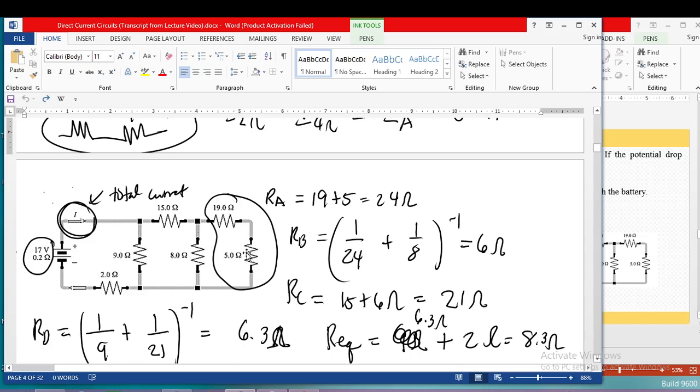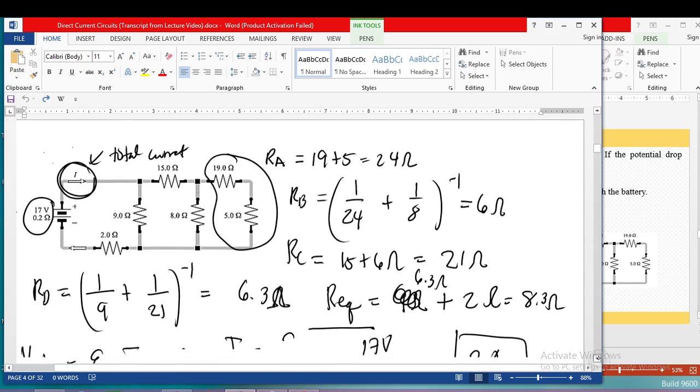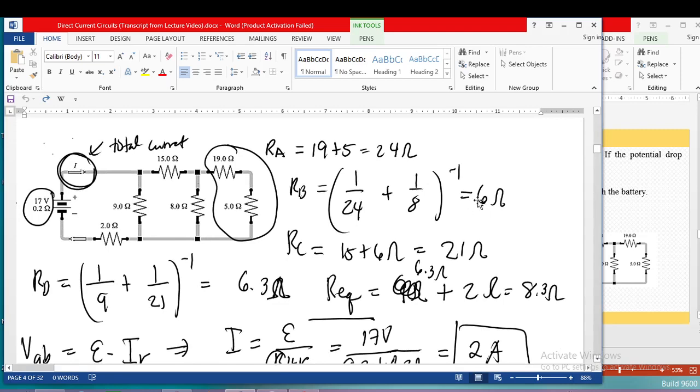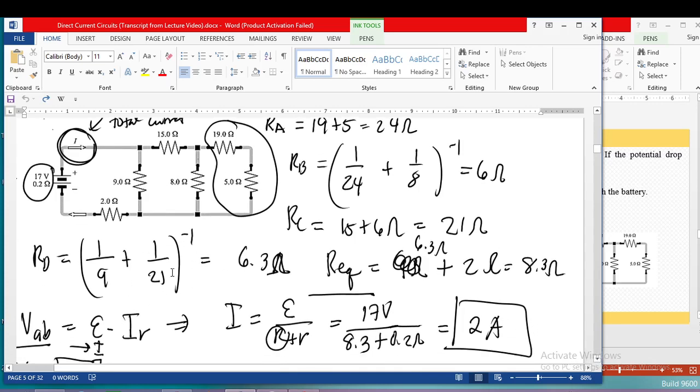And these 24 ohms are actually in parallel with 8 ohms. So we find their equivalent resistance, which is RB, the next step to reduce the circuit. We just have to get the inverse, which is equal to 6 ohms. And then this 6 ohms is actually in series with the 15 ohms, so we add them, which is equal to 21 ohms. After that, they become one resistor with a resistance of 21 ohms, which is in parallel with the 9 ohms. We can call this one RD. So we get the inverse and find the equivalent resistance, which is 6.3 ohms.